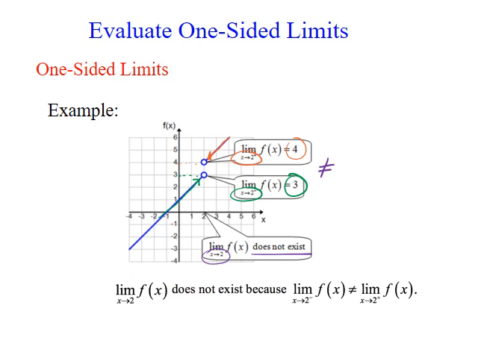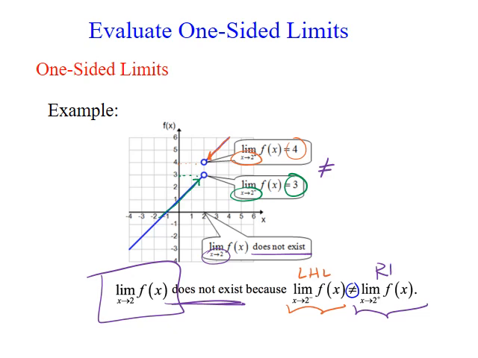And notice here that we don't have a symbol next to this 2. That means just the limit itself. So the limit does not exist because the left-hand limit does not equal the right-hand limit. In order for the limit to exist, those two must be equal.